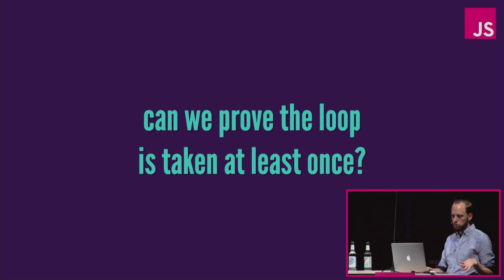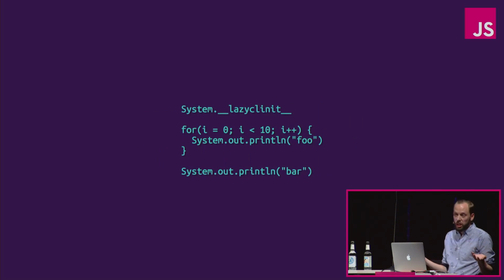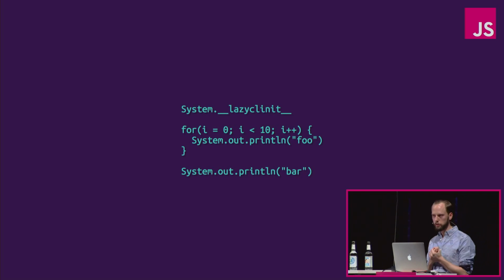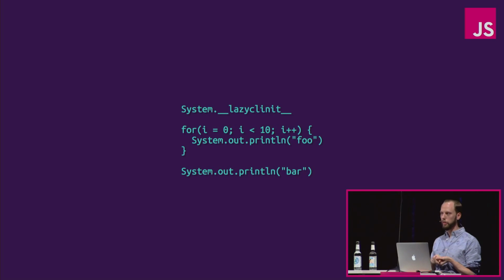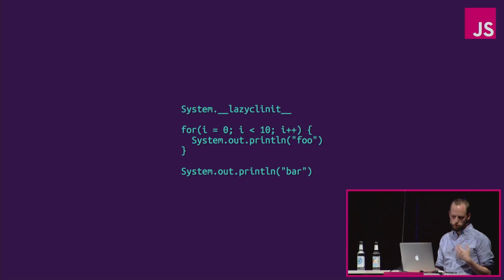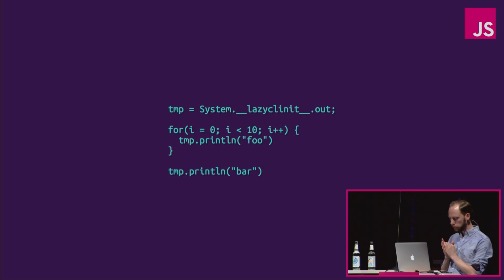And the question is, can we prove that the loop is taken at least once? Because if we can prove this, which we can, of course, we can take the initializer out of the loop, for instance, and apply it just once before the loop. So if the loop runs 1,000 times, we don't have to execute the initializer 1,000 times. And this is very important stuff to do to make it fly, actually.